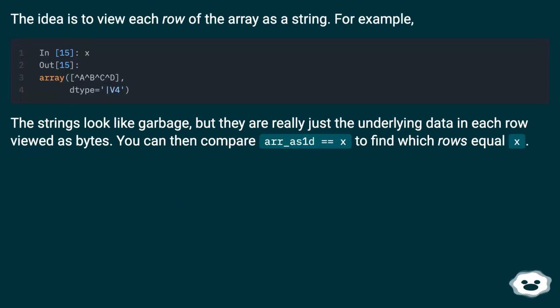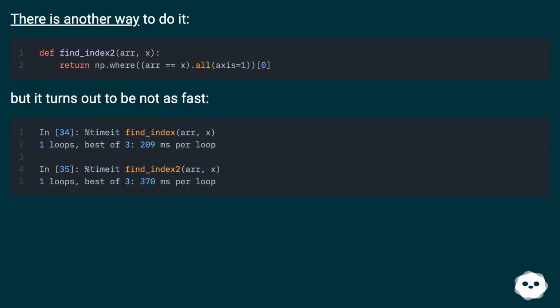The idea is to view each row of the array as a string. For example, the strings look like garbage, but they are really just the underlying data in each row viewed as bytes. You can then compare arr_as_1d == x to find which rows equal x. There is another way to do it, but it turns out to be not as fast.